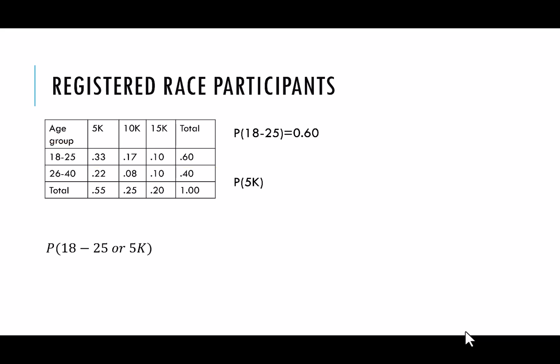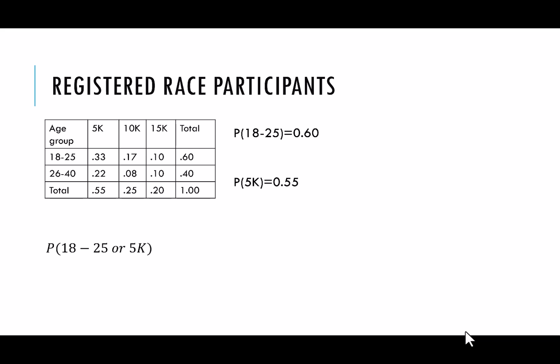Now we're going to find the probability that a randomly selected participant participated in the 5K race. We find 5K as the column, go all the way down to the bottom to see the total of 0.55. Let's put that together and find the probability of selecting a random participant and getting someone that is 18 to 25 or ran the 5K race.